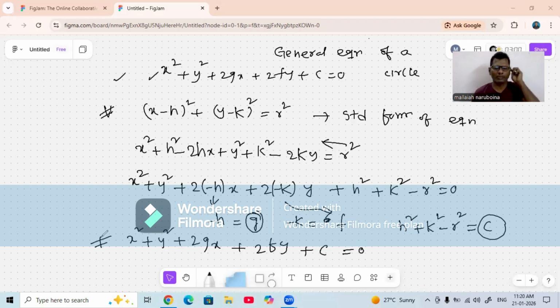See, x square plus y square plus 2gx plus 2fy plus c is equal to 0. This is general equation. This equation is called general equation of a circle. That means both equations are same.